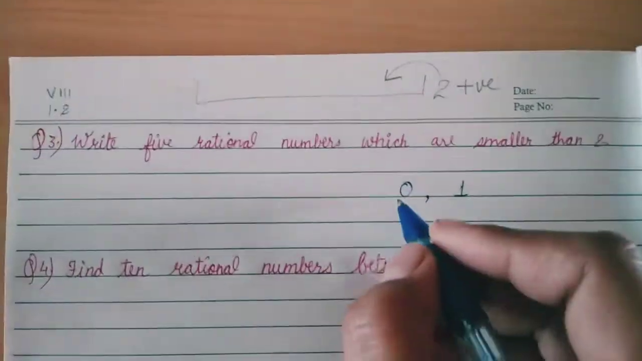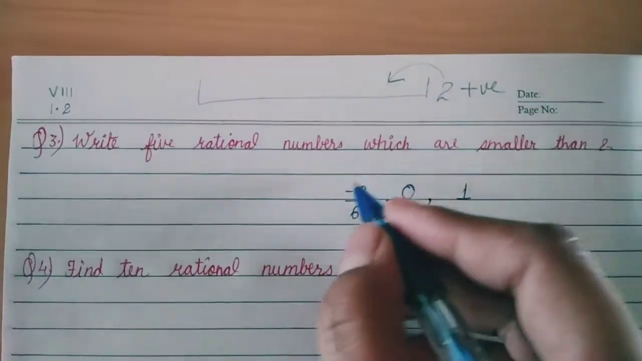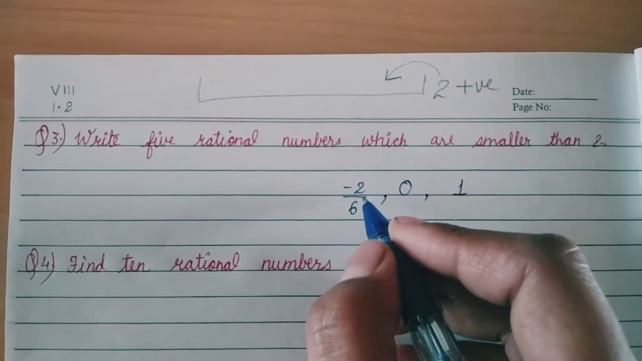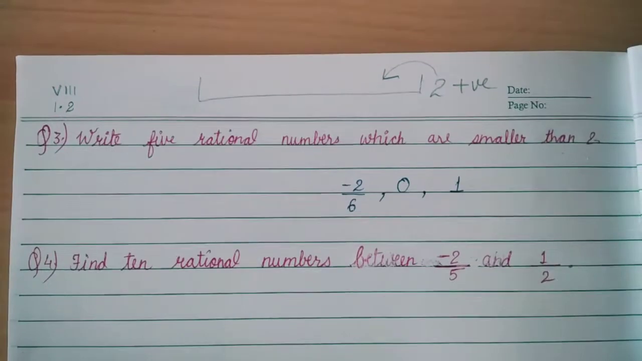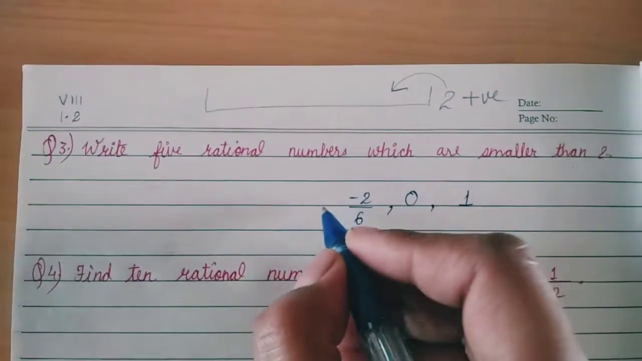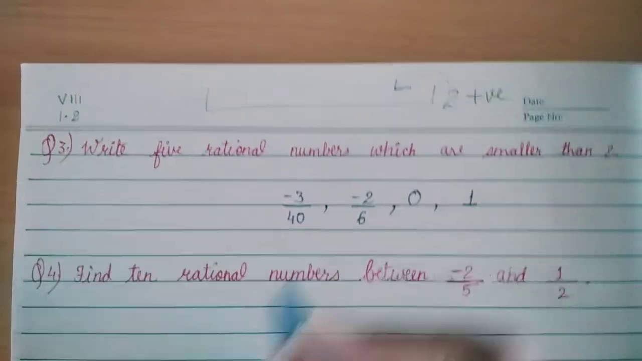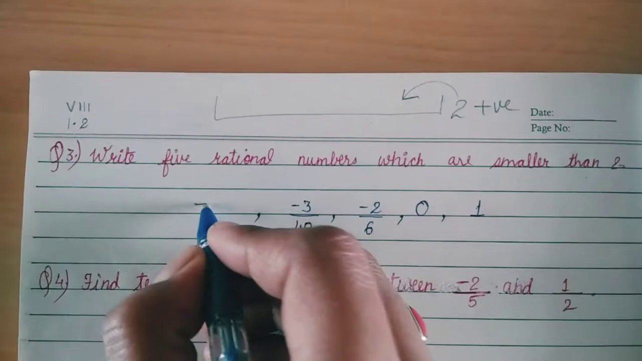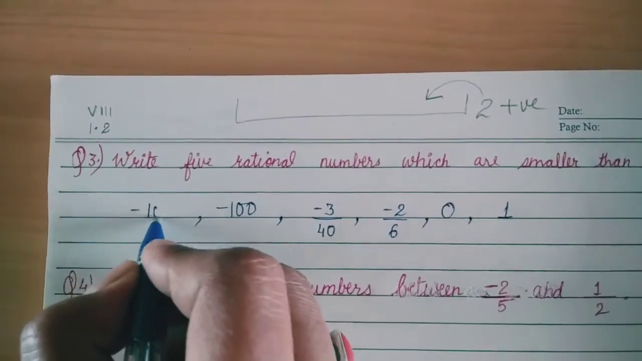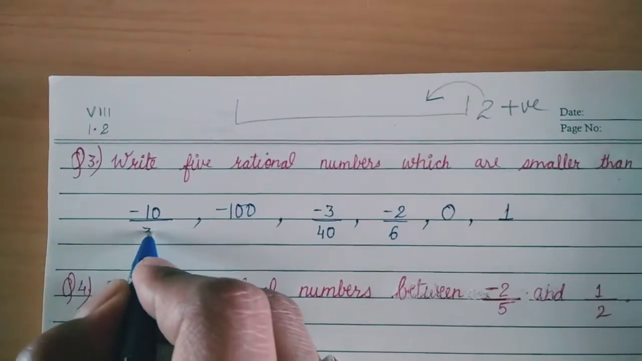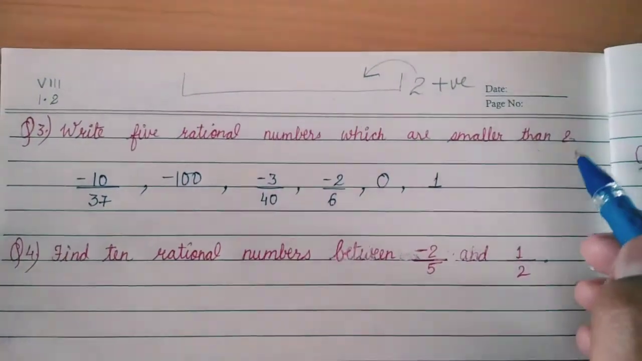Not only 1 and 0, we can also put minus 2 upon 6, because it is a negative number, and all the negative integers are smaller than the positive ones. So we can write any negative number. Here any one: minus 3 upon 40, or minus 100, or minus 10 upon 37. Any number we can write, but it must be less than 2.